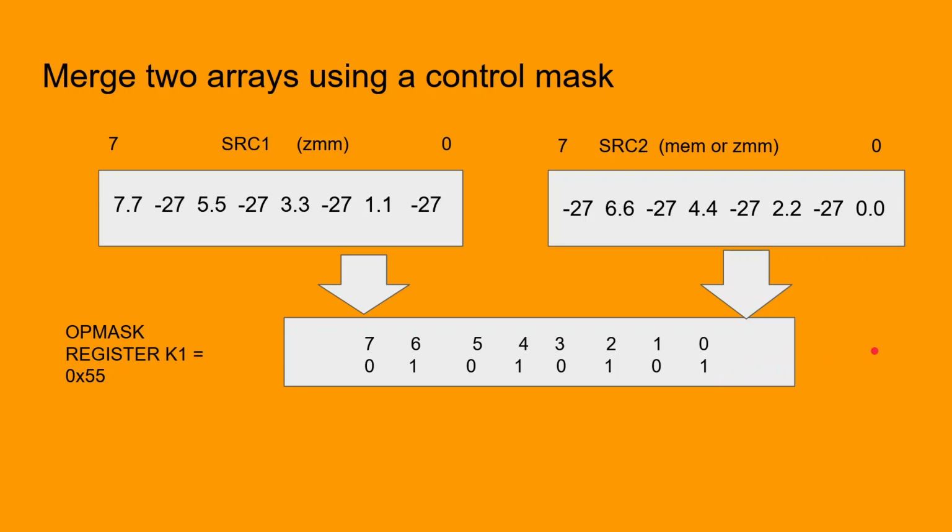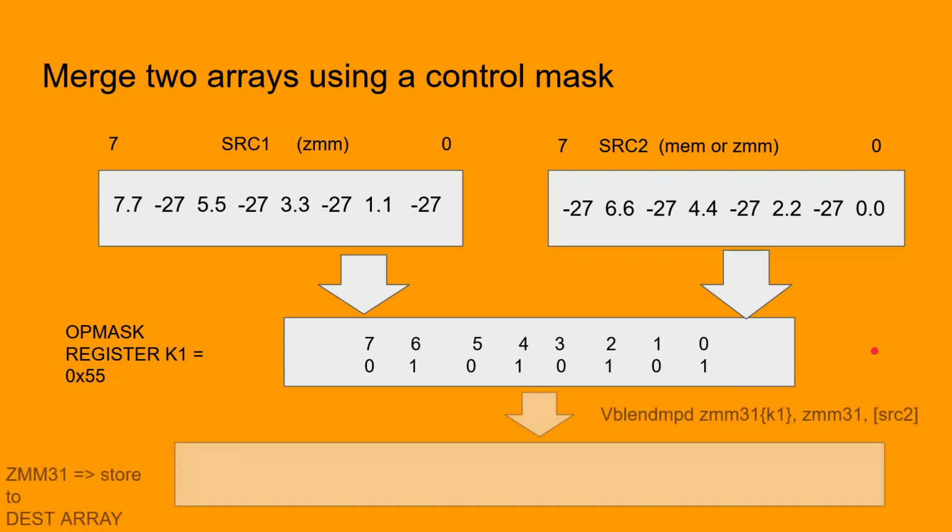Once we have set up the op mask register, we use the VBLEND instruction with the two source operands pointing to the two source arrays. Our source 1 operand will be in the ZMM31 register and the source 2 array will be directly loaded from memory. The op mask register K1 is also specified in the instruction to act as the element selector, and the destination register is specified as ZMM31.